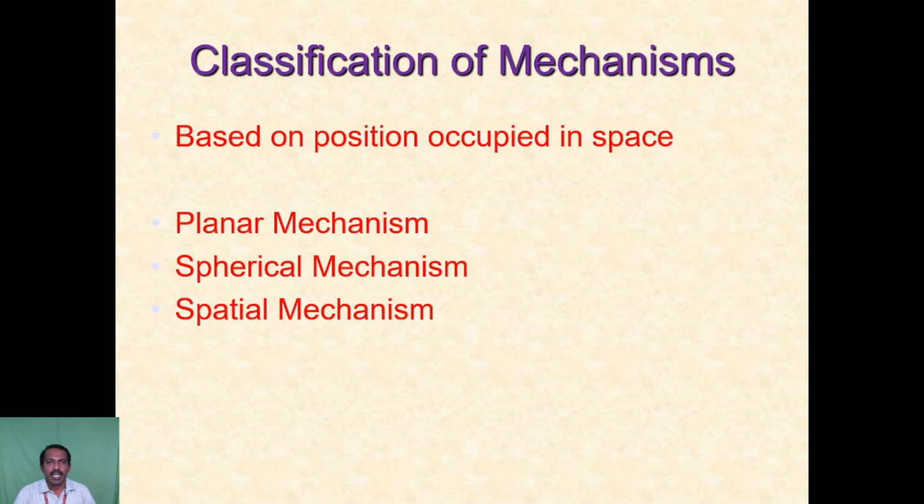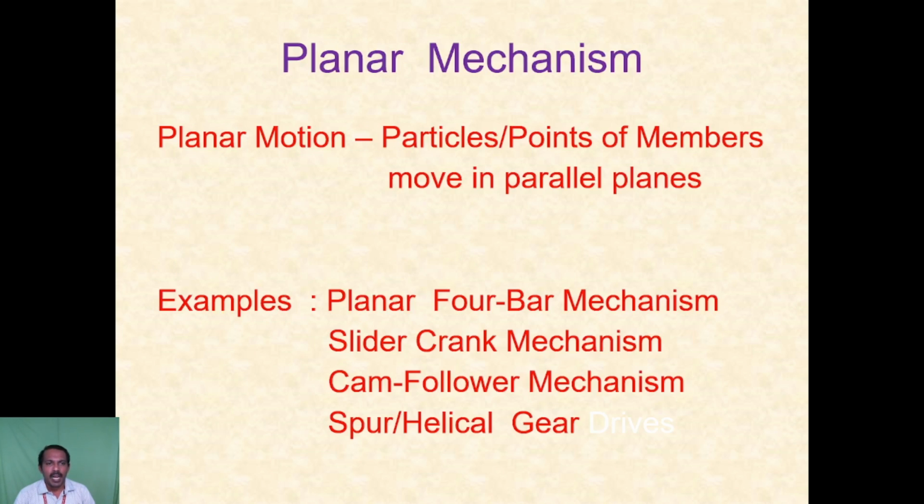Next is classification of mechanisms based on the position in space. Planar mechanism, spherical mechanism, and lastly the spatial mechanism. Planar mechanism: it is a planar motion. In planar motion, the particles or points of the members move in parallel planes. Examples are the planar 4-bar mechanism, slider crank mechanism, and cam follower mechanism.